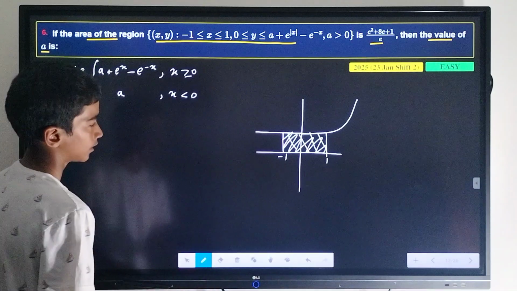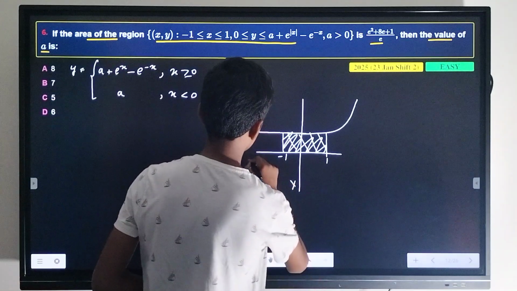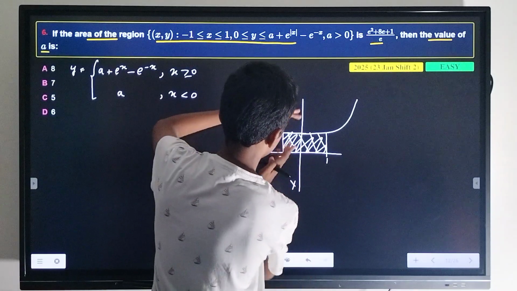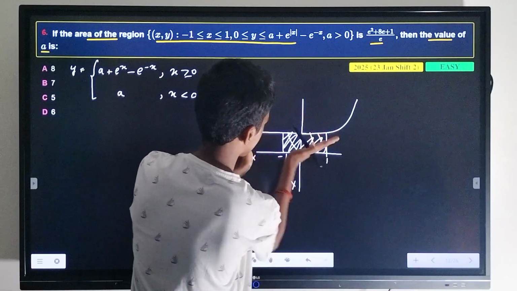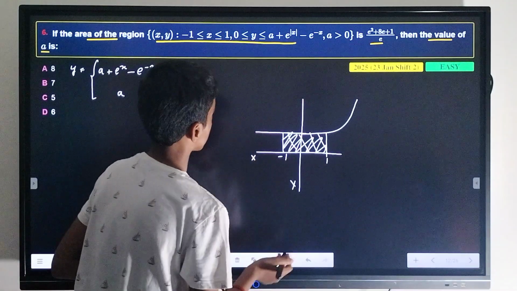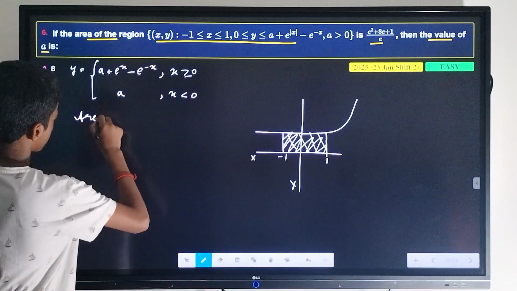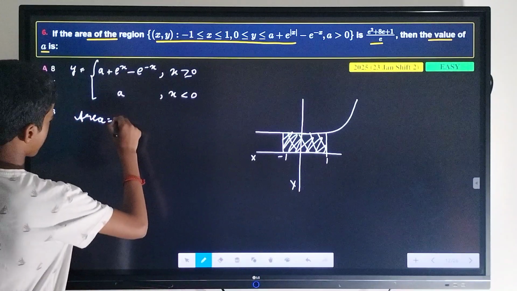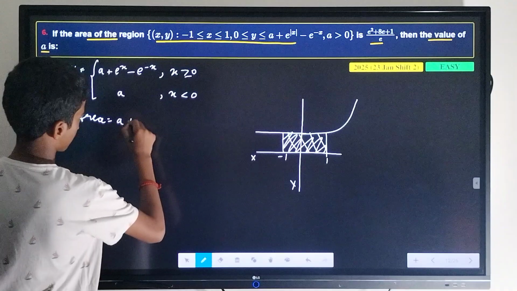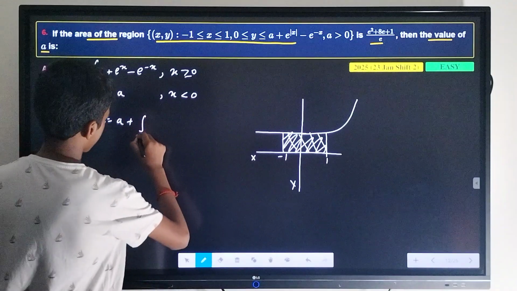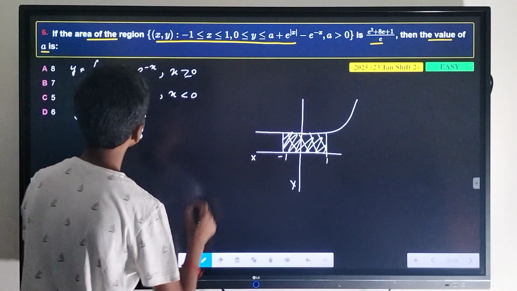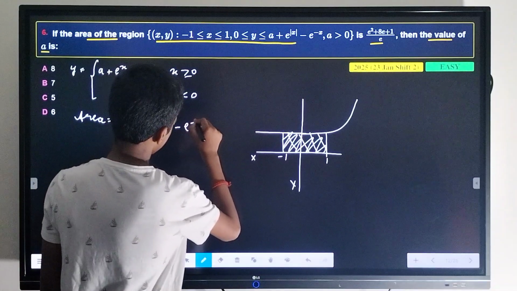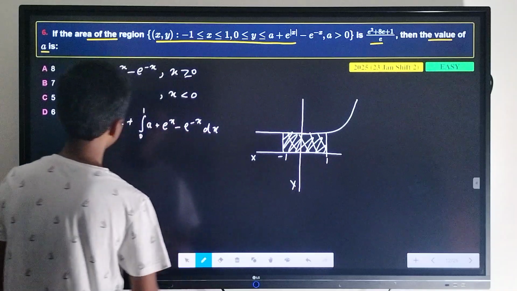So first of all, this is y-axis and this is x-axis. In the left of y-axis, this distance is 1 and this distance is a, because this line is y is equal to a. So from here our area is equal to, for the left side of y-axis it will be a, plus for the right side it will be integral from 0 to 1 a plus e raised to power x minus e raised to power minus x dx.